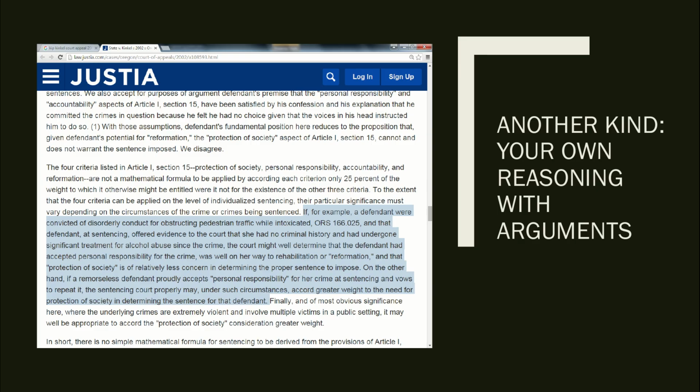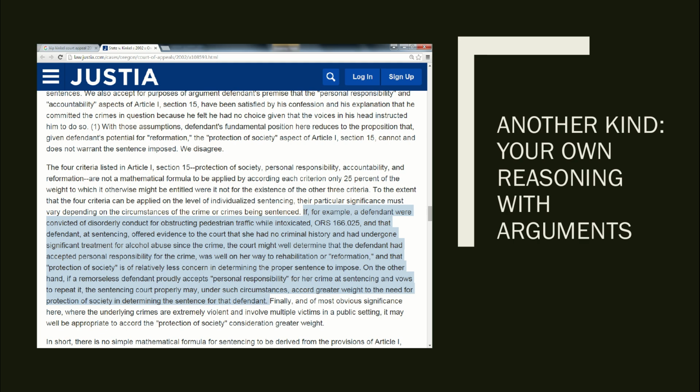And so I have this part highlighted where they talk about two hypothetical examples where one person basically jaywalks, I think, because they're intoxicated, and the person goes into court and offers evidence that she didn't have a criminal history, had undergone significant treatment for alcohol abuse since the crime. The court might well determine that the defendant had accepted personal responsibility, was well on her way to rehabilitation, and that protection of society is of relatively less concern in determining the proper sentence to impose. So now I'm just reading from that court opinion.